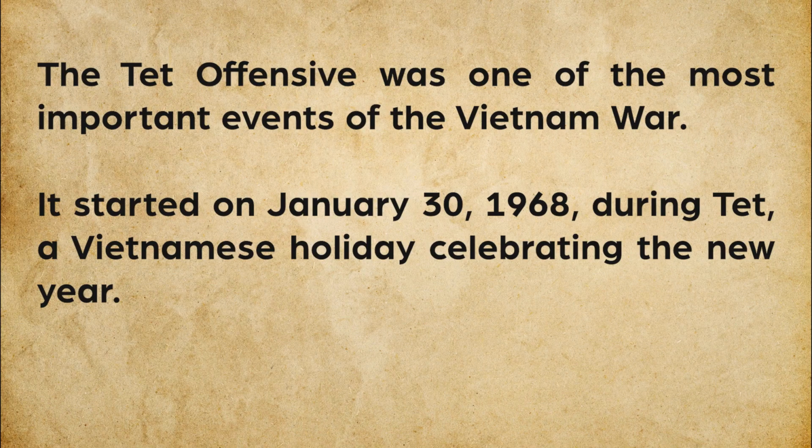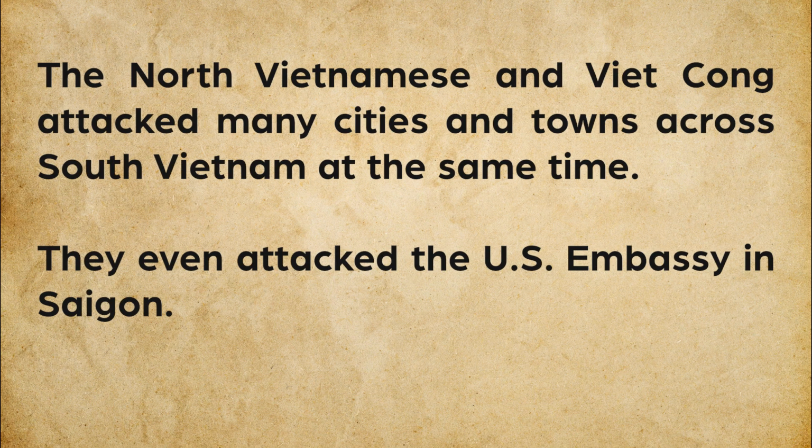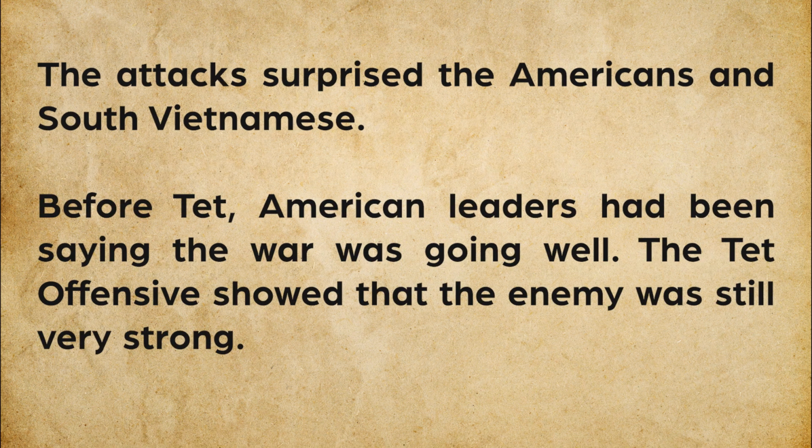The Tet Offensive was one of the most important events of the Vietnam War. It started on January 30th, 1968, during Tet, a Vietnamese holiday celebrating the New Year. The North Vietnamese and Viet Cong attacked many cities and towns across South Vietnam at the same time. They even attacked the U.S. Embassy in Saigon. The attack surprised the Americans and South Vietnamese.